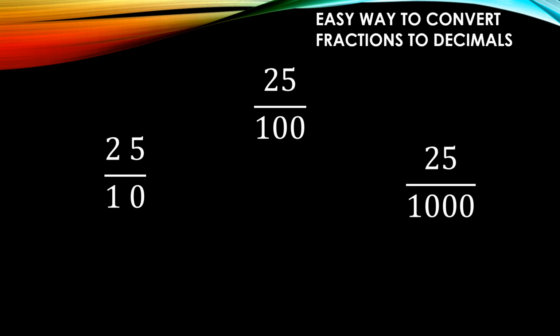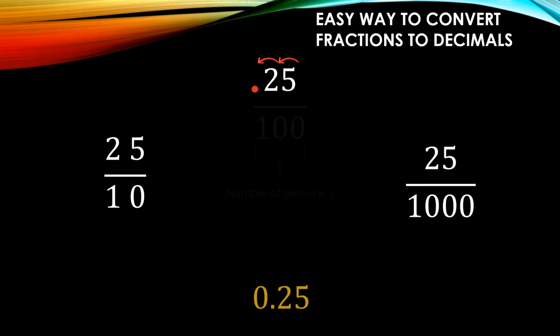Our next topic is easy way to convert fractions to decimals. Let us take a number 25 upon 100. See the denominator. It is 100. How many zeros in 100? Yes, 2. So in numerator, count 2 digits from the right and put the decimal. So the answer is 0.25.